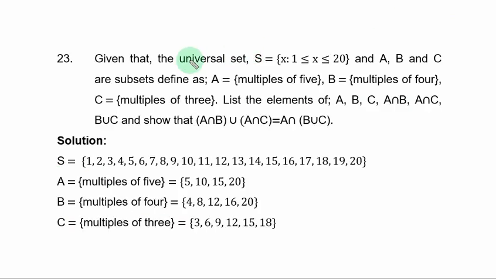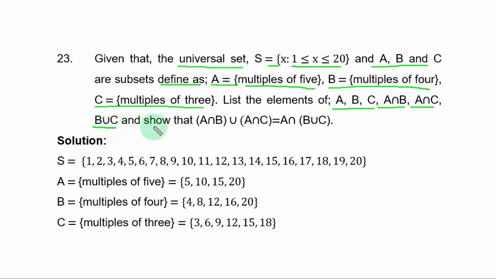Example 23. Given that the universal set S is equal to the set with element S such that 1 is less than or equal to S less than or equal to 20, and A, B, and C are subsets defined as subset A equal to multiples of 5, subset B equal to multiples of 4, subset C equal to multiples of 3. List the elements of A, B, C, A intersection B, A intersection C, B union C, and show that this expression is equal to this expression.